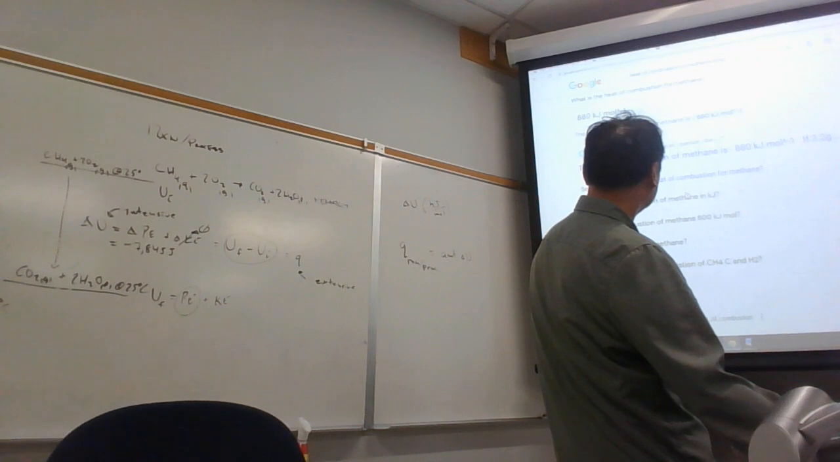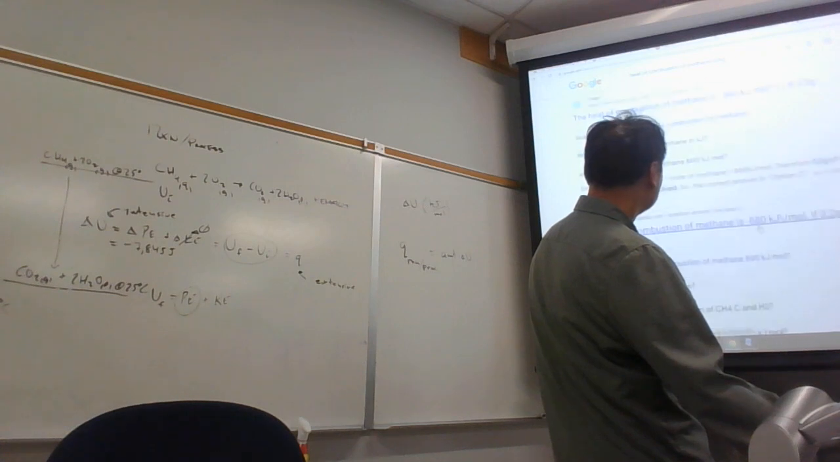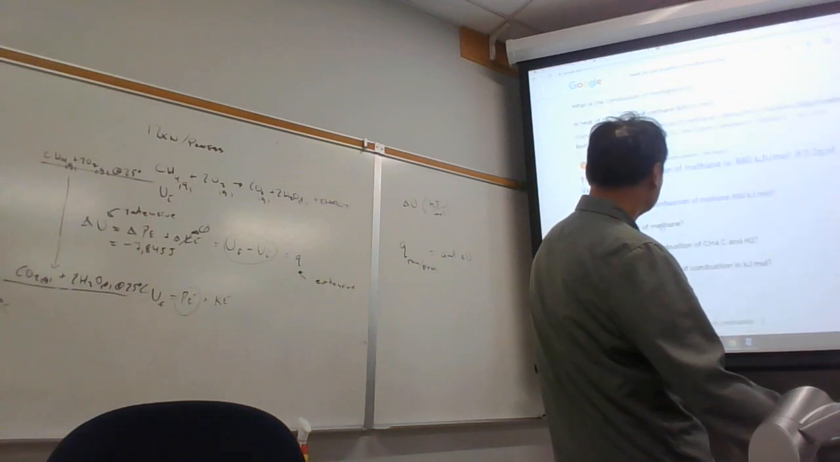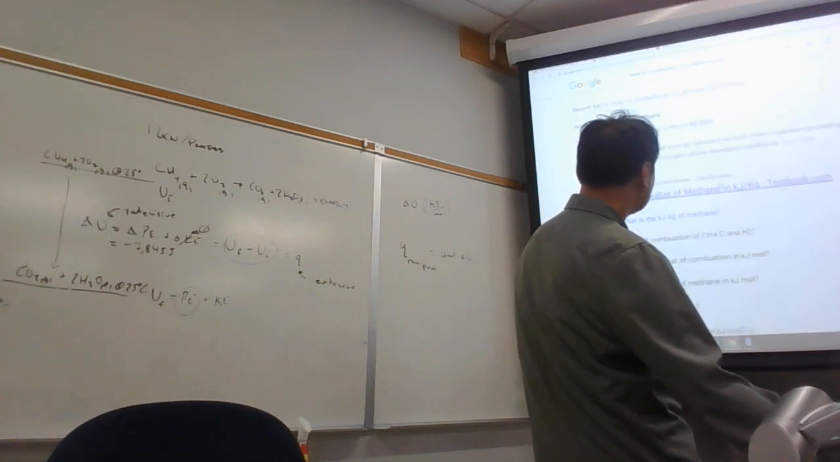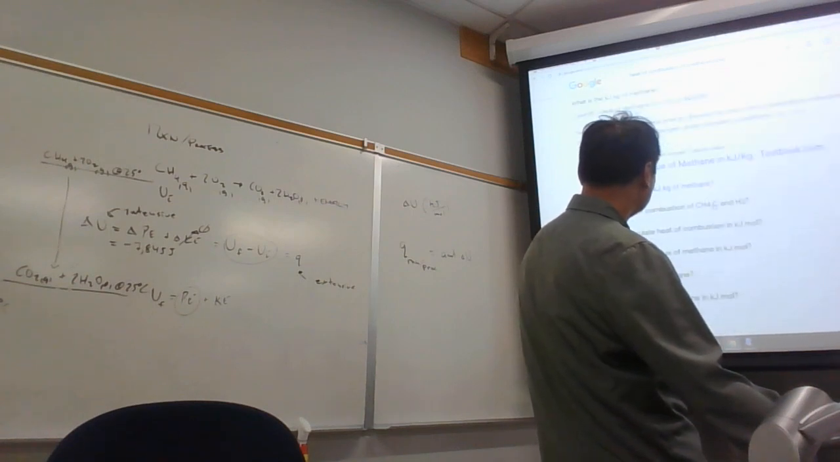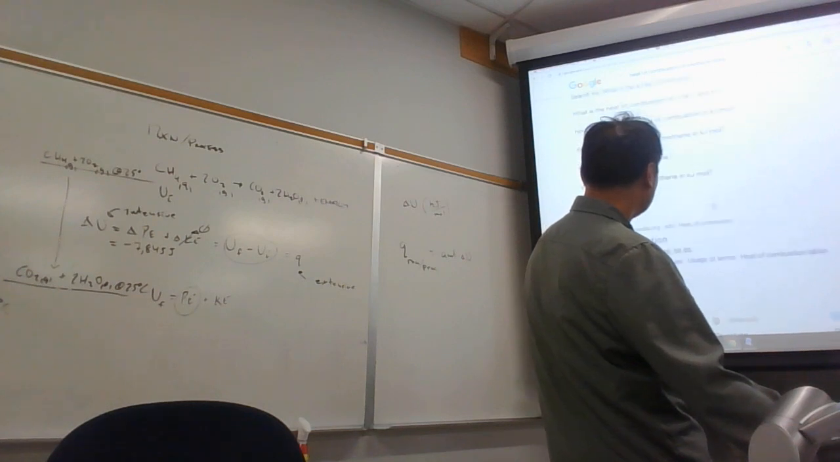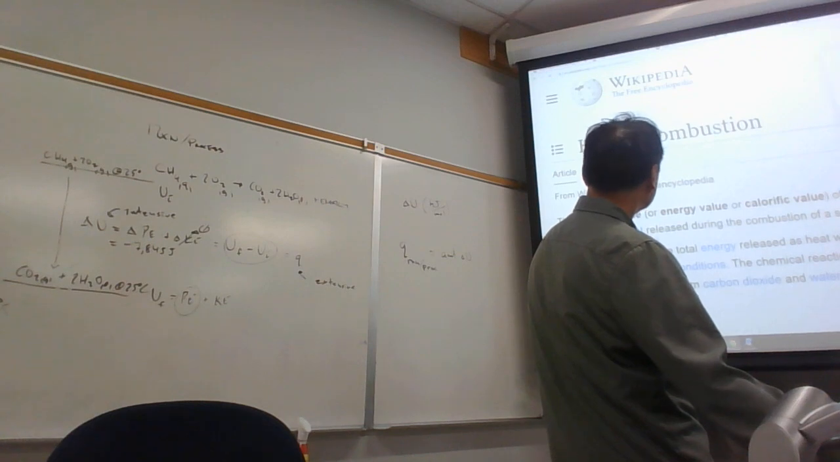800 kilojoules per mole. 880 kilojoules per mole. So it would be good to have a reliable source. This is in calories, 50,000 calories here. Man, that's a lot of calories. You could live like 25 days off that.